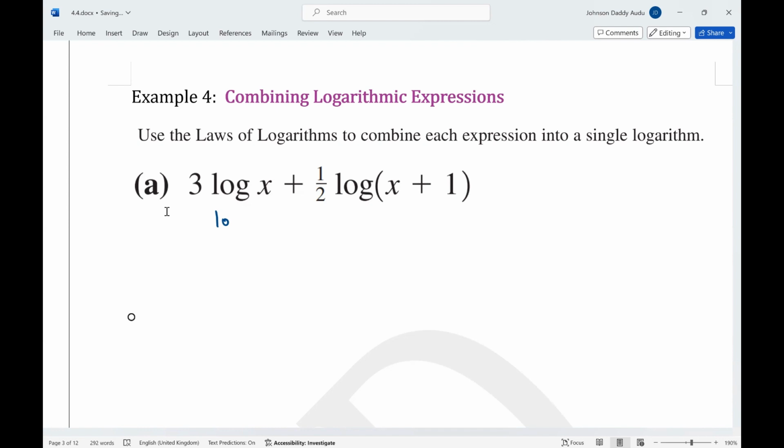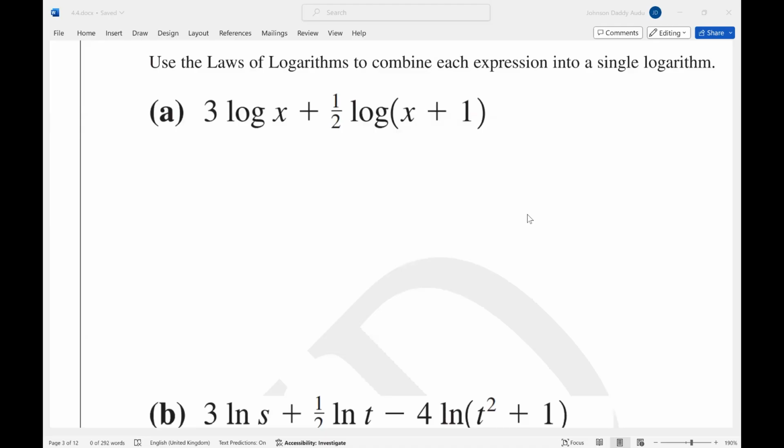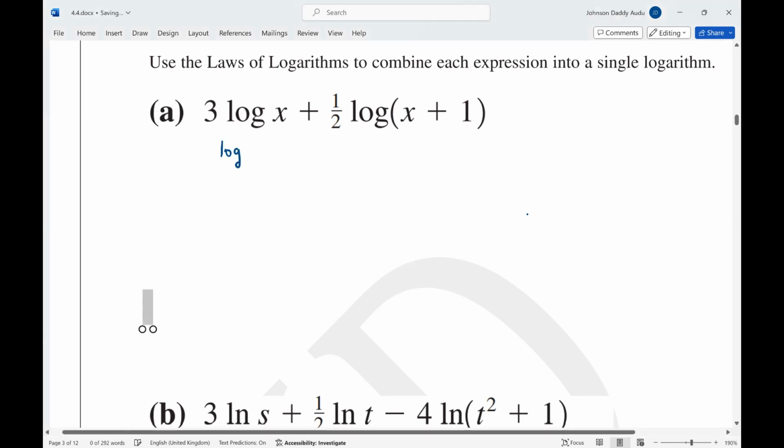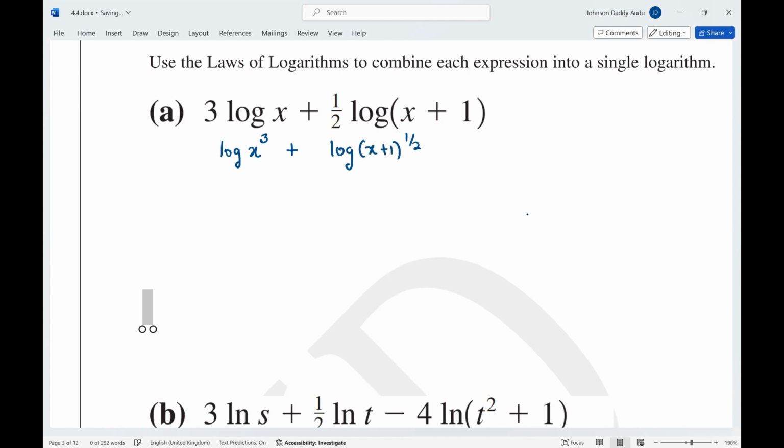So this will be log to base 10 of what? Of x to power 3, right? All right, so to solve this one, we can just rewrite these as log to base, this actually base 10. So this is log x of 3 plus, and this we can write as log x plus 1 to power half. So here we just use the laws of logarithm.